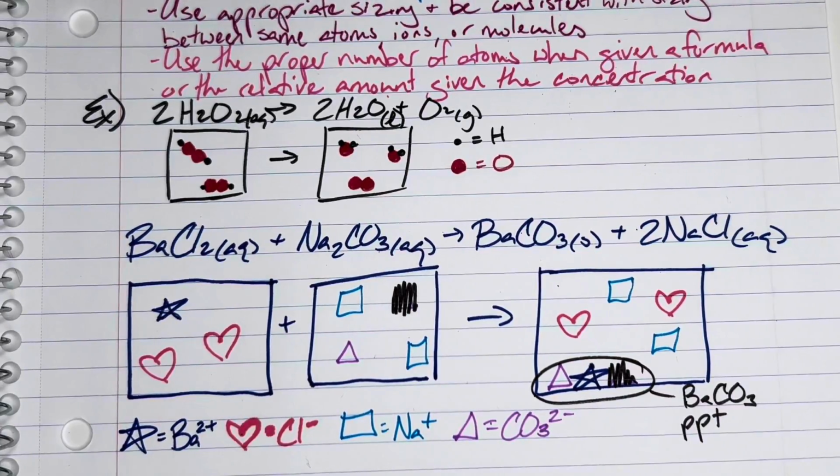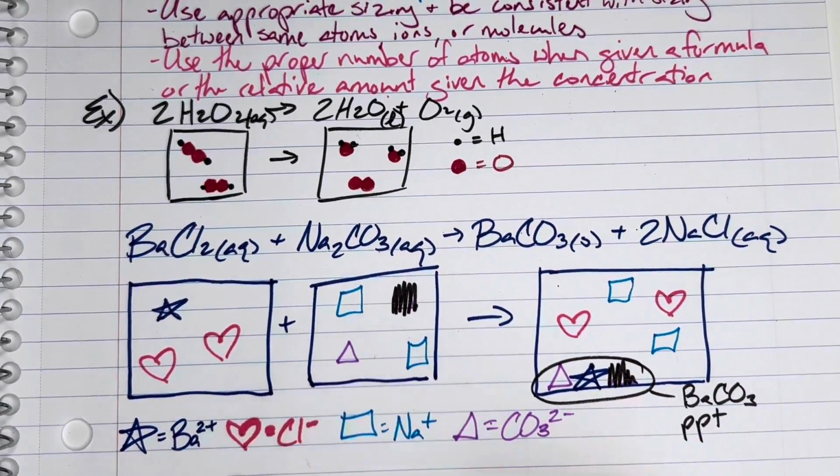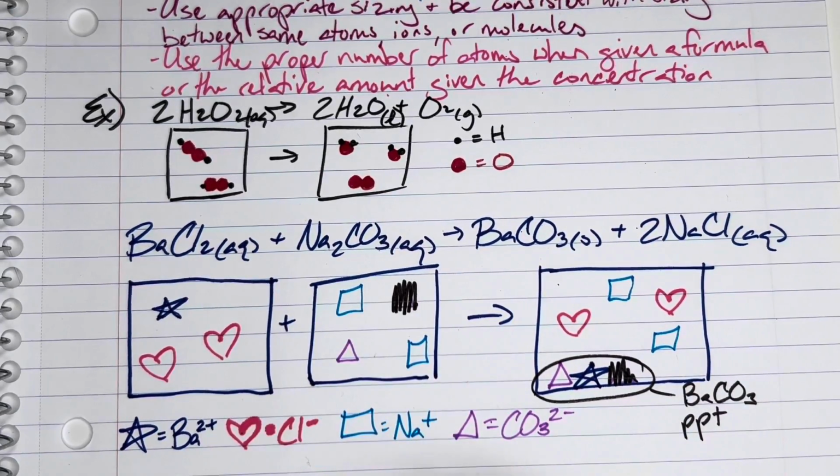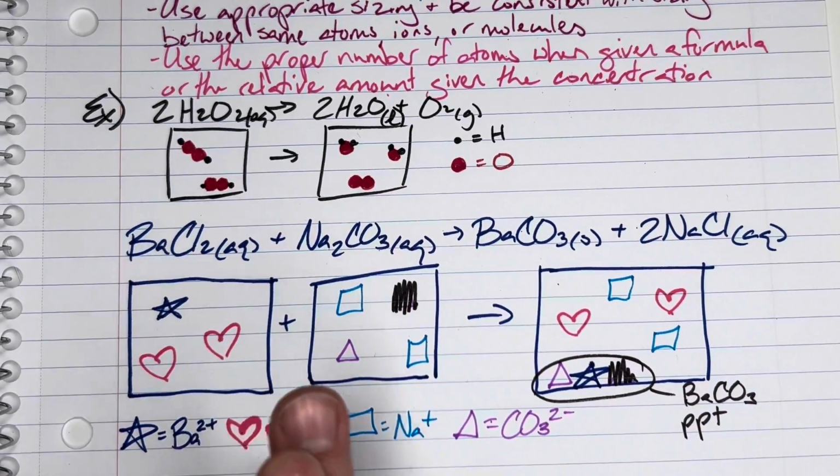which I just realized I accidentally made a mistake in my diagram, so I've scratched them out. My apologies for that. I'm going to have 2 sodiums and 1 carbonate, my sodiums being the blue squares and my carbonate being the purple triangle.